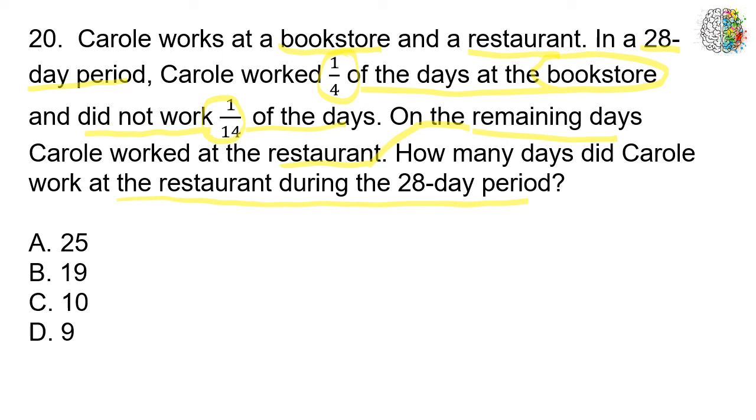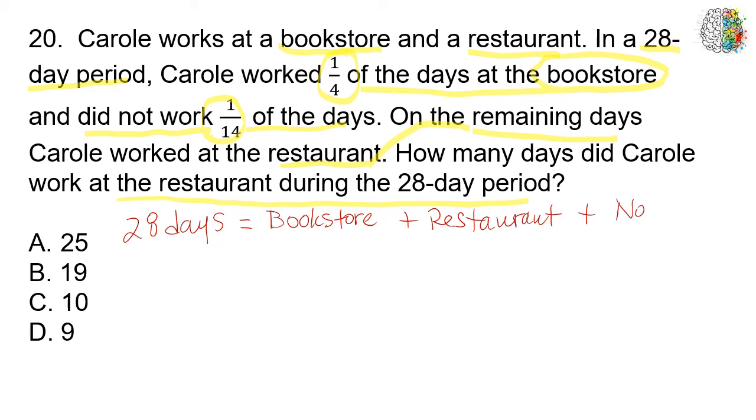So let's look at what the problem is telling us. That tells us we're going to have a total of 28 days. Carol is going to work at the bookstore, at the restaurant, and she's not going to work at all. So when I take the days for each of those items, that should add up to 28. Now in the problem, they didn't tell us the number of days. They gave us a portion of the total number of days. So that tells us we're going to need to do some conversions.